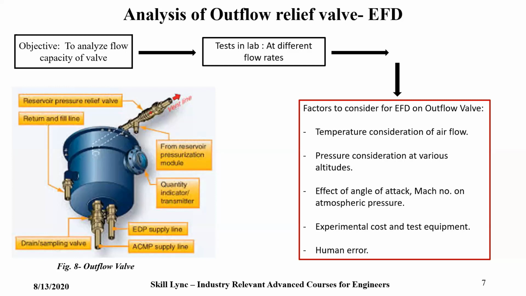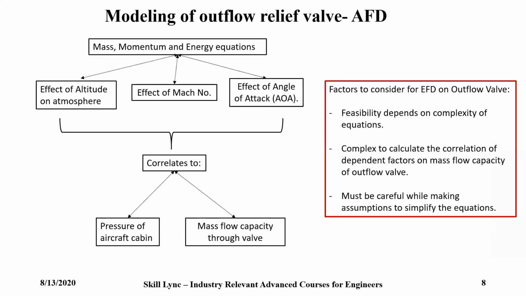And then we're looking at the experimental cost and the test equipment. So considering all of these factors, we can see how trying to control the atmosphere and the temperature and all of the factors inside a lab is going to be a little difficult to replicate exactly how it would be in real time. And so that is why analysis of the outflow valve using EFD is not completely foolproof. So we cannot rely completely on the results of these experiments unless it is backed up by one of the other two methods. So moving forward, we will approach this problem from the AFD standpoint and we'll see if that works or not.